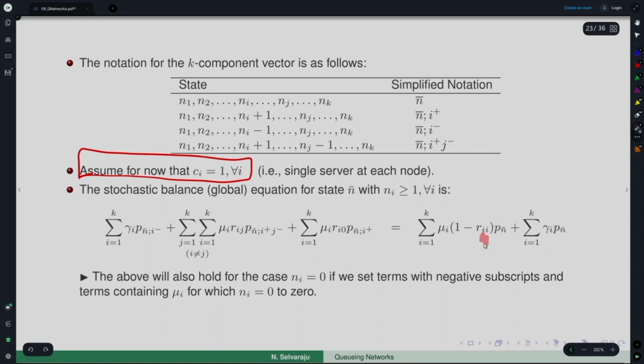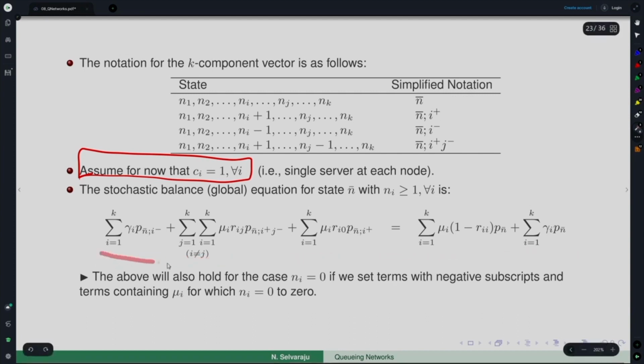So, with Rii it will remain there, but with 1 minus Ri it will move out of state n bar, and hence you have this expression. And similarly here it was in n bar and any arrival would take this to out of the state n bar. So, this is the global balance equation.